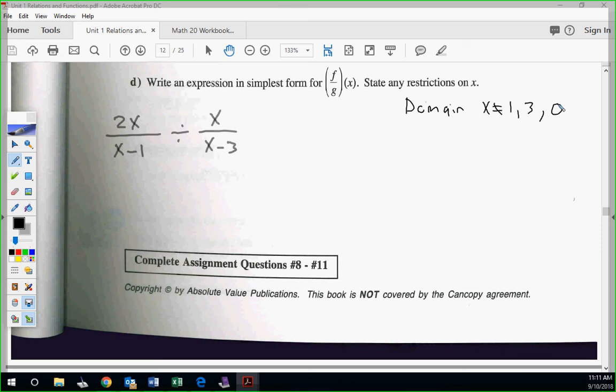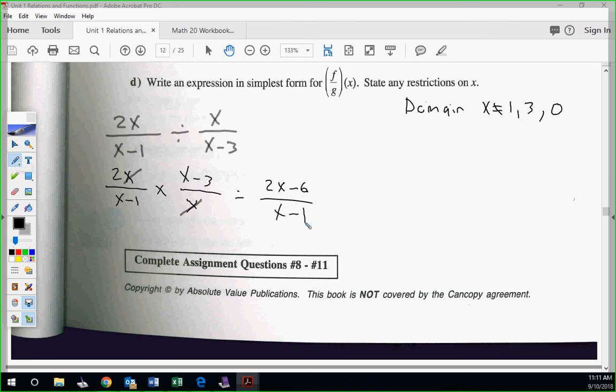Then how do you divide fractions? Flip it and multiply. Reciprocal and multiply. Good. So 2x over x minus 1 times x minus 3 over x. However you're good with your fractions is fine. You can distribute this, but you also can see I have an x here and an x here, so you can cancel those and save yourself some work. If you want to distribute, then cancel, that's fine. But this should simply be 2x minus 6 over x minus 1.